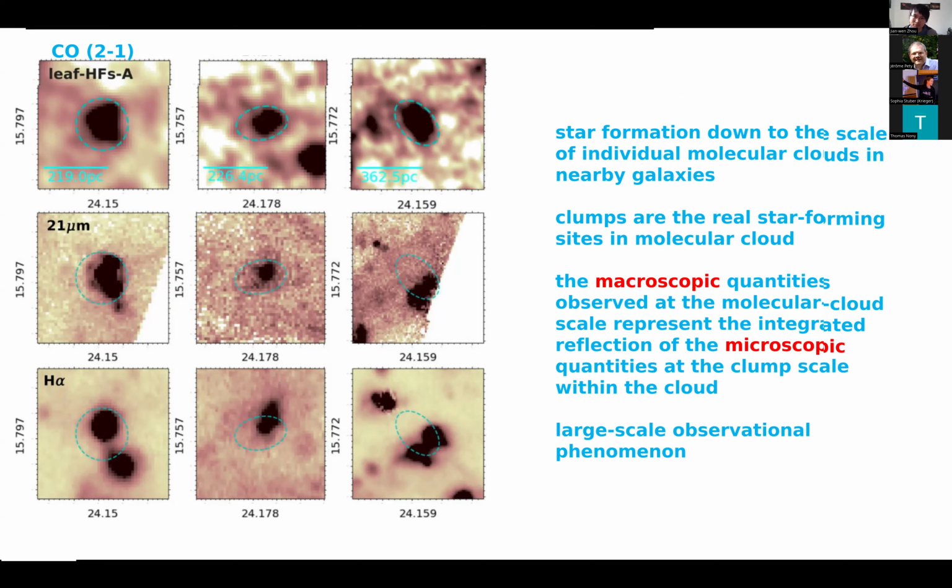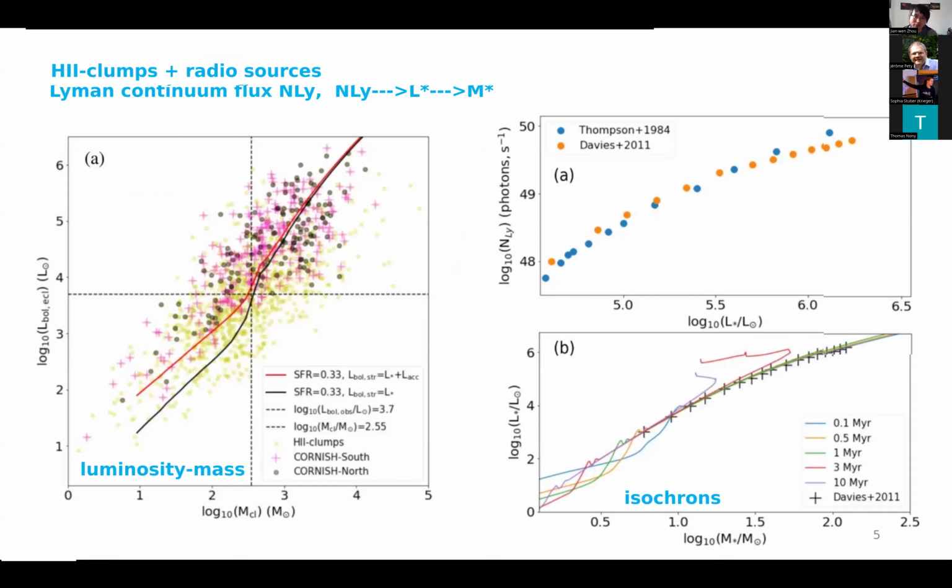The star formation on the cloud scale is the integrated outcome of star formation on the clump scale. And so we start from the star formation on the clump scale. Especially, we study the relation between the clump and the embedded star cluster formed in the clump.